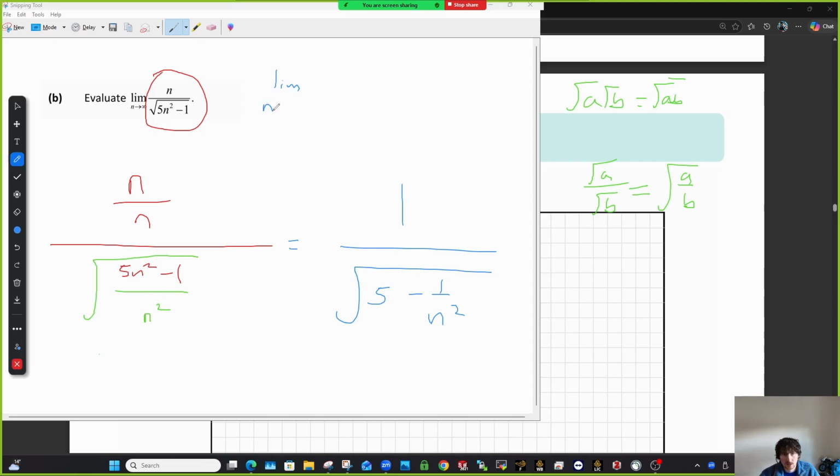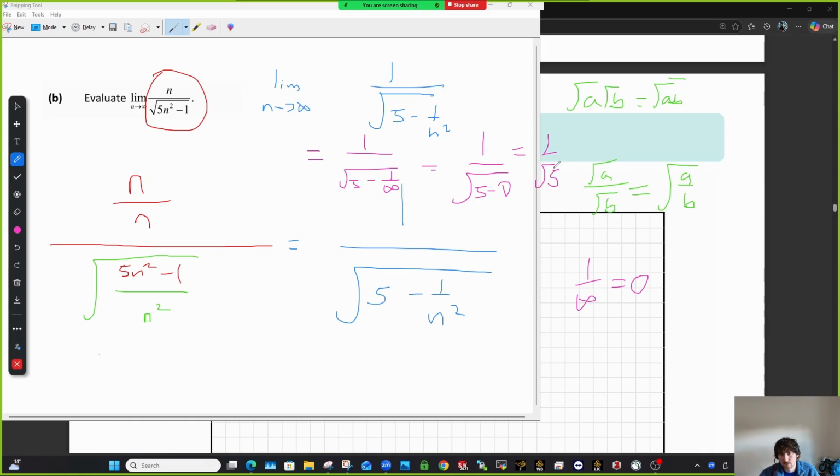So you can go limit as n tends to infinity of 1 over the square root of 5 minus 1 over n squared. And you can just put infinity in here and it'll work out as 1 over the square root of 5 minus 1 over infinity. 1 over infinity is 0. If you don't know that, go back and look at the book for limits to know that. 1 over infinity is 0. So then this is really just 1 over the square root of 5 minus 0. And so the answer is 1 over root 5.